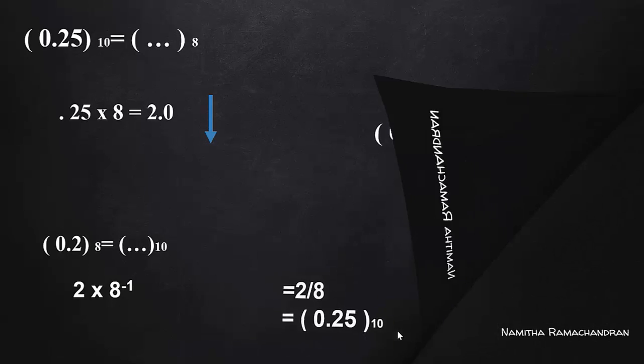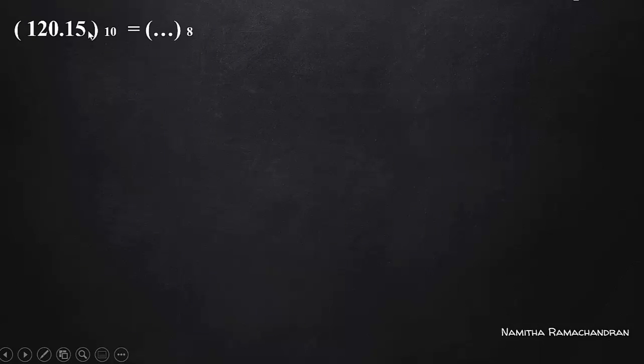Okay. Consider one more example. Here we have 120.15 in decimal. Convert this into octal form. For that, consider the whole part and the fractional part separately. While considering the whole part, what is the method for converting this into its octal form? Division by the base value 8. So 120 is divided by 8, which gives a quotient of 15 and a remainder of 0.